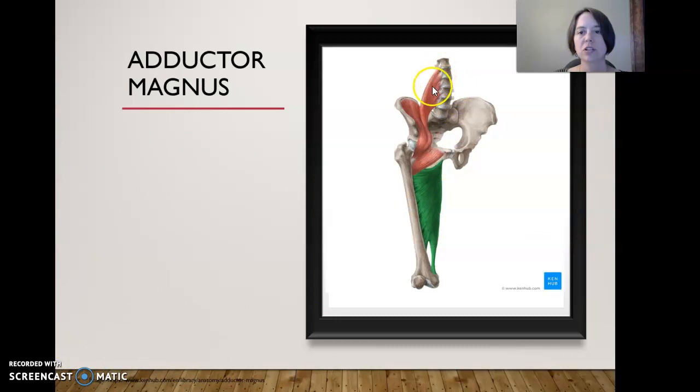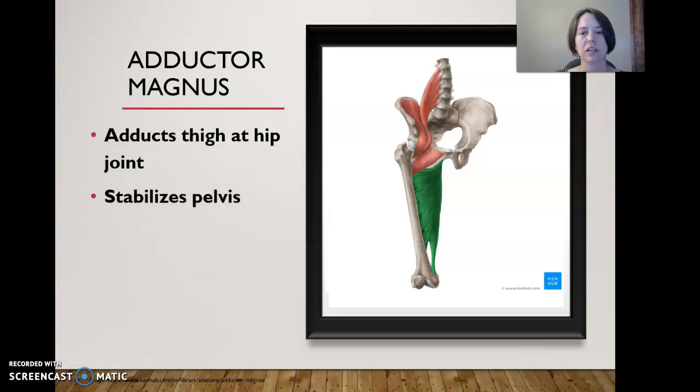Okay, so here's a picture of the psoas major, and then we're moving to the adductor magnus. So you can see that this would adduct, so it would bring the leg in, and magnus, it is the largest adductor of your leg. So it adducts the thigh at the hip joint. Also, it does a lot to stabilize your pelvis. So it is nice and stable, and it's not moving around and causing problems for your hips, knees, and ankles.